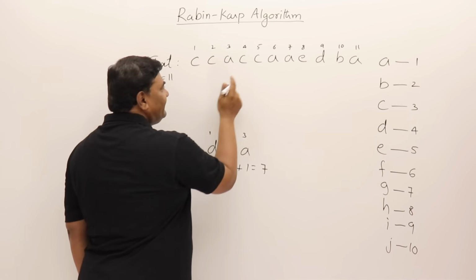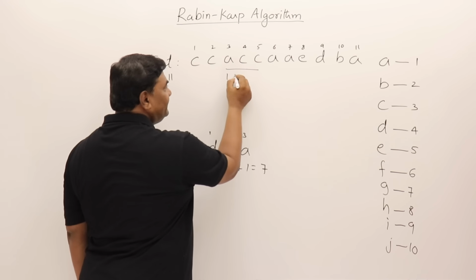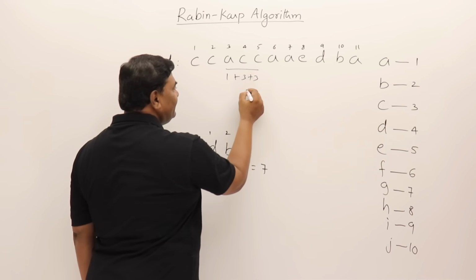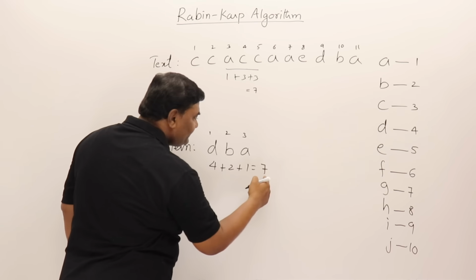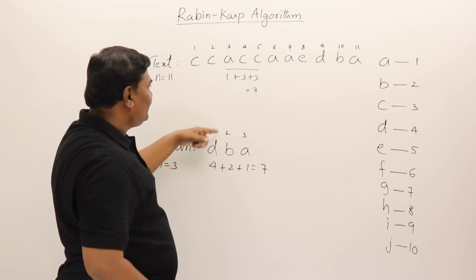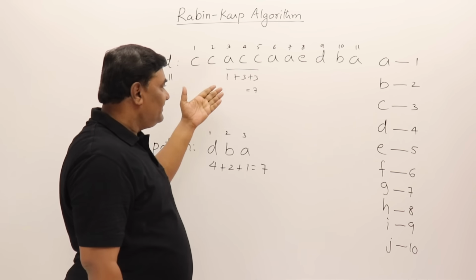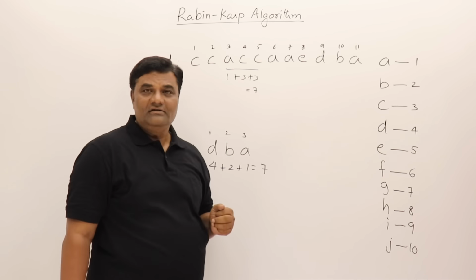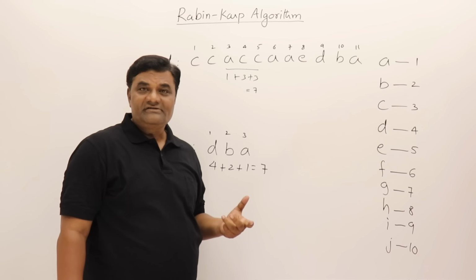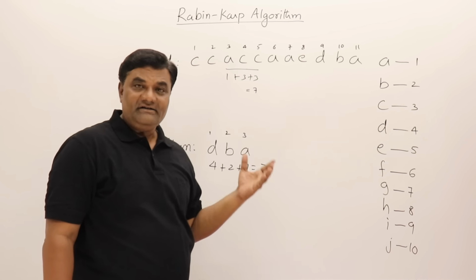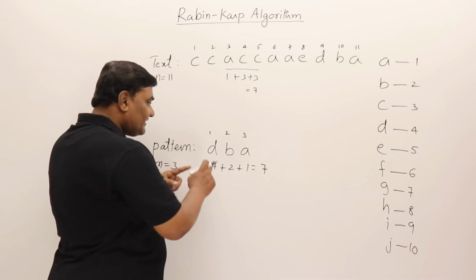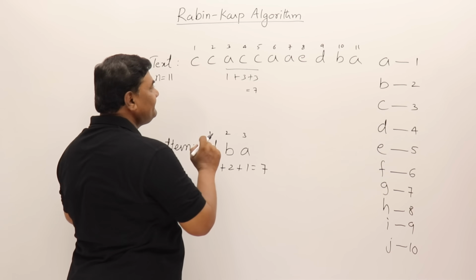Then take next 3. A is 1, C is 3 and C is 3. Again 7. Again it is matching. But this is not a pattern. After comparison, we'll know that it's not a pattern. See, we have got 3 matchings so far, right? 3 matchings, but those are not patterns. So, in this way, we are comparing this pattern every time.